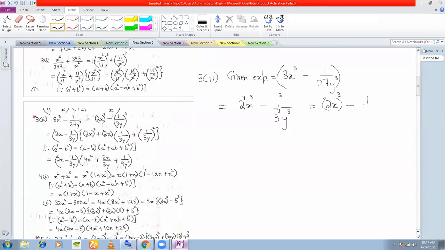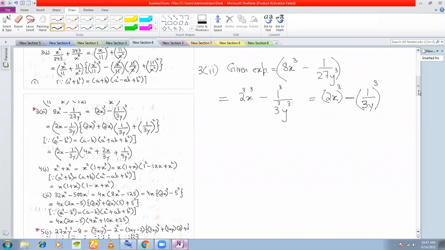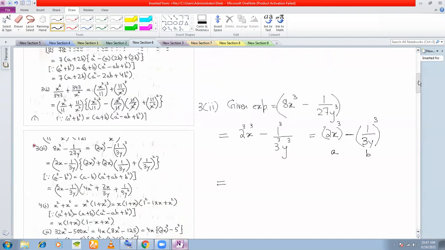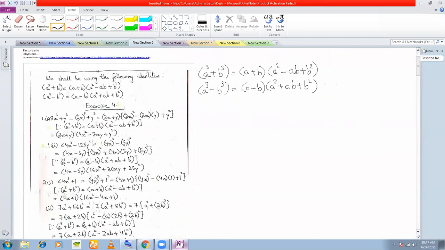and 1 by 27 y cube can be written as 1 by 3y whole cube. So now if you see, this is a cube minus b cube form, where a is 2x and b is 1 by 3y. So what is the identity here? Identity here is a minus b into a square plus ab plus b square.